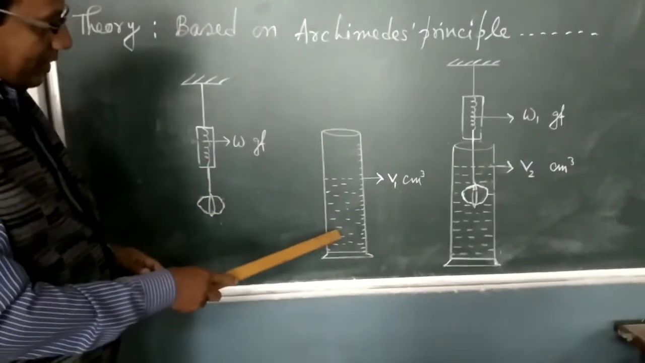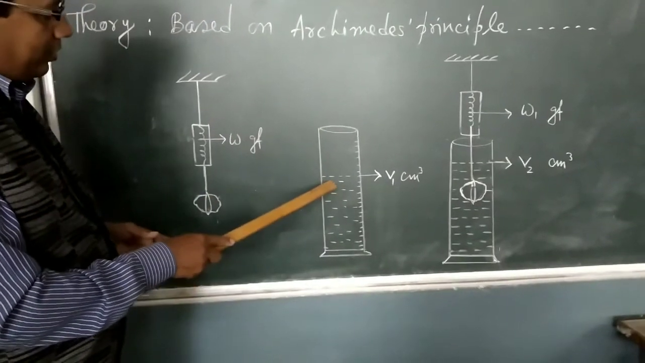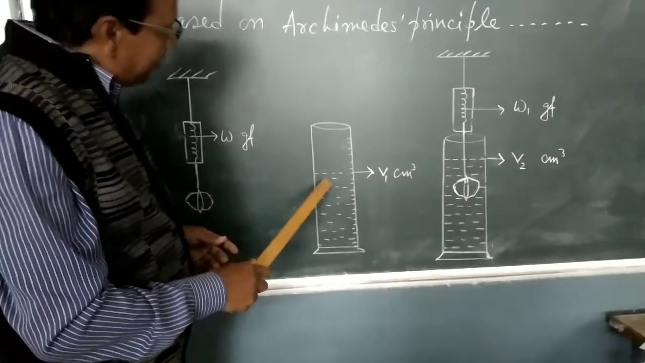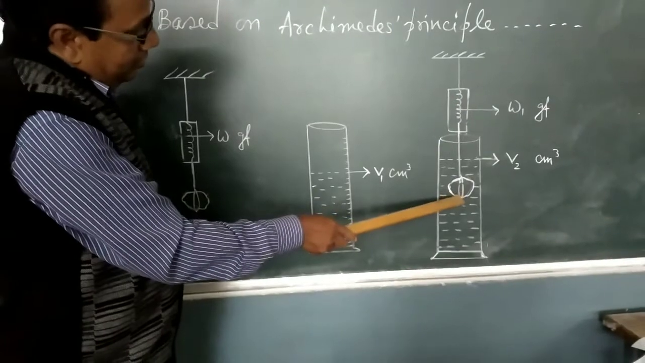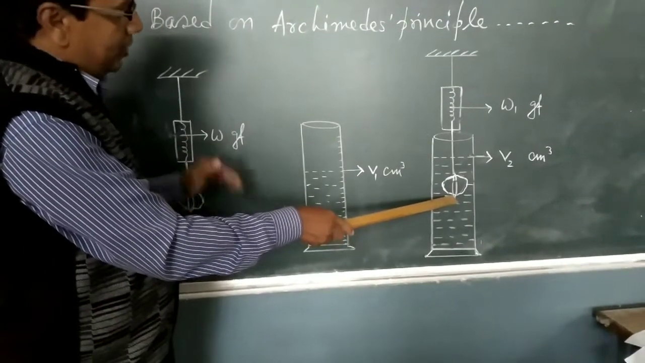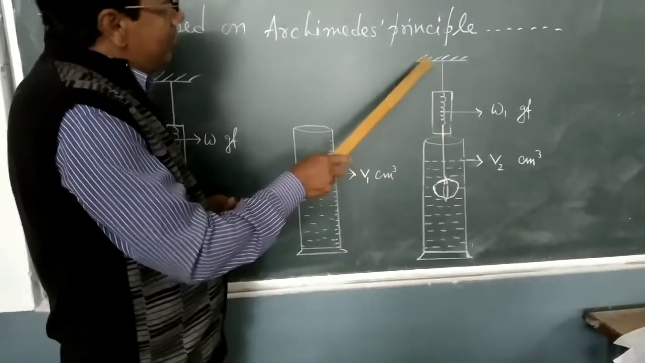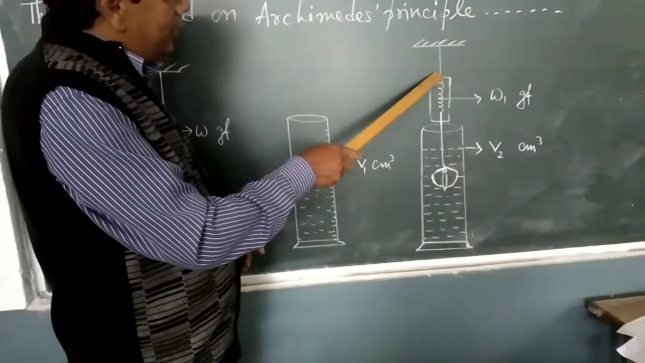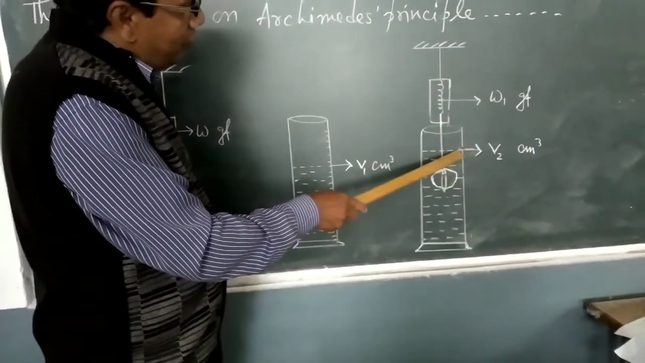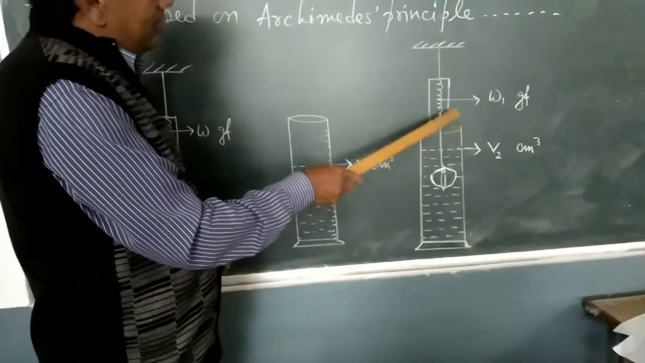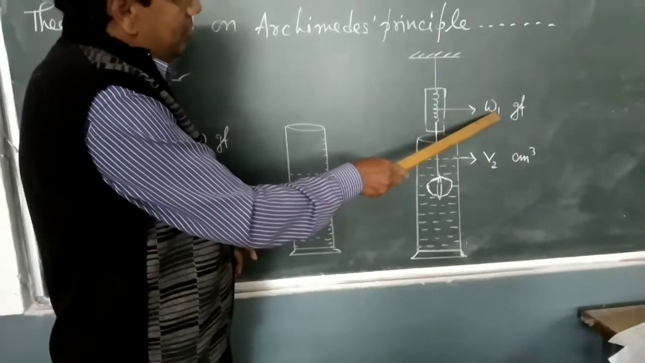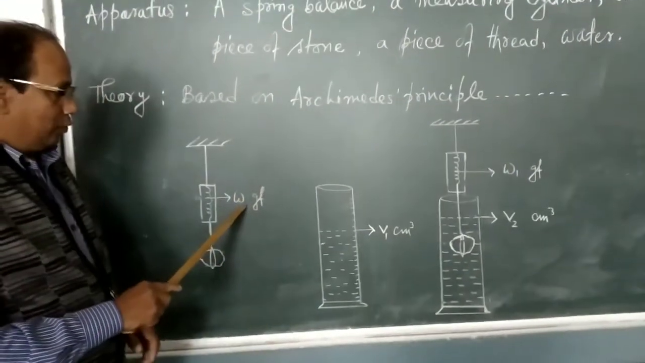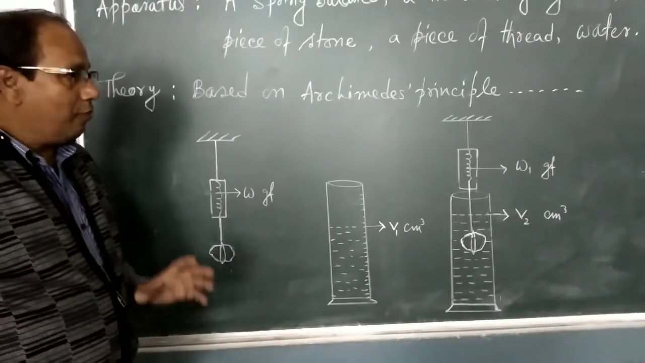Now, we have one measuring cylinder which is filled around 2/3 with pure, clean water, and in this measuring cylinder, we will immerse this object slowly. At the last, we will put it fully. So, when the stone is immersed in this measuring cylinder, we notice the level of water rises to V2. And at that time, the weight of the object becomes W1 GF. Obviously, this W1 is lesser than W. That means there is apparent loss of weight.